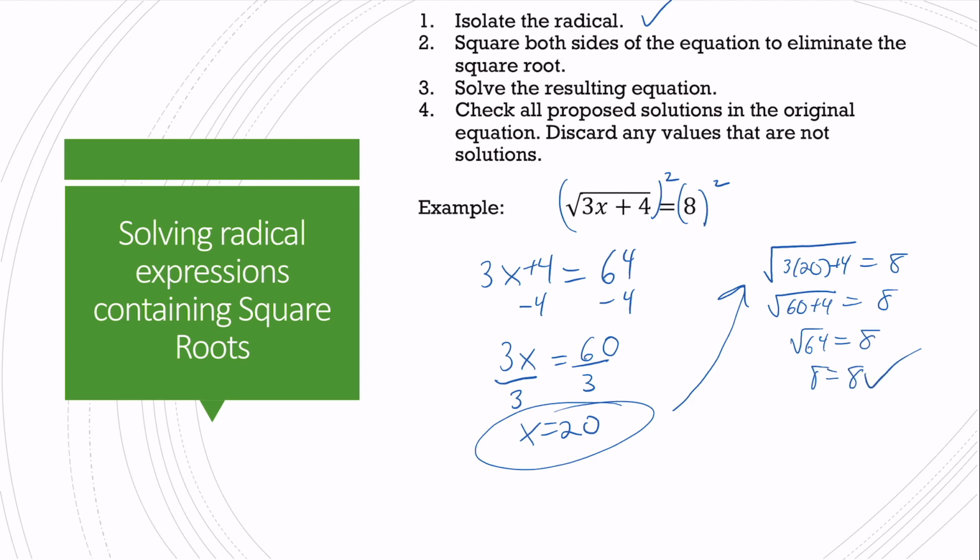We need to make sure when we're substituting in, we're getting a true statement. Because if for some reason I solved this and I got that the square root of negative 64 was 8, that's false. We can't take the square root of a negative. So that's one thing we need to be wary of.